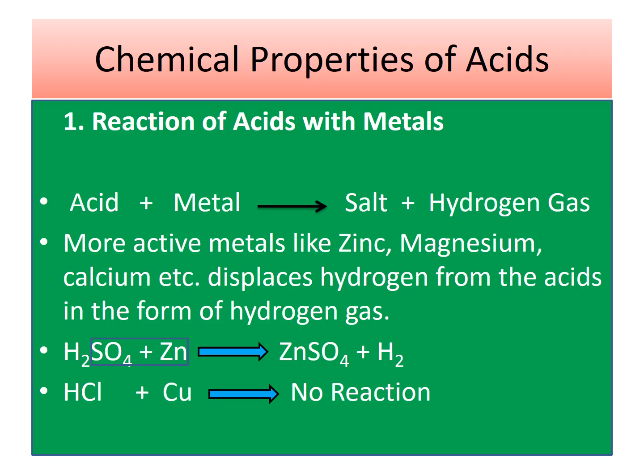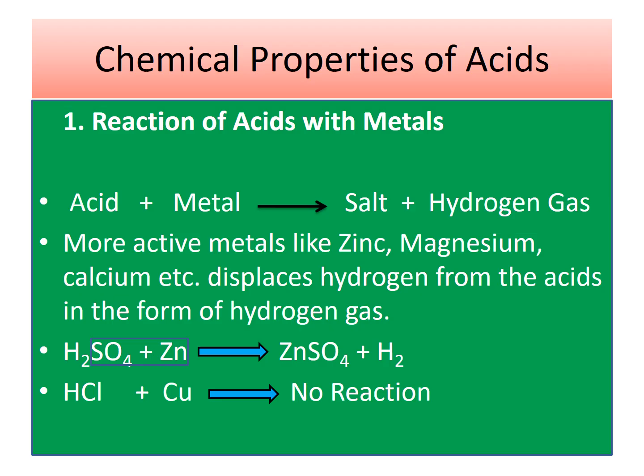Hope you all remember the metal activity series. That means the metals like zinc, magnesium, sodium, calcium, iron, which are placed above hydrogen, they can only displace the hydrogen gas from the acids. That's why they are termed as the more active metals. Now let's see how do they react with the acids. Here first example is of zinc.